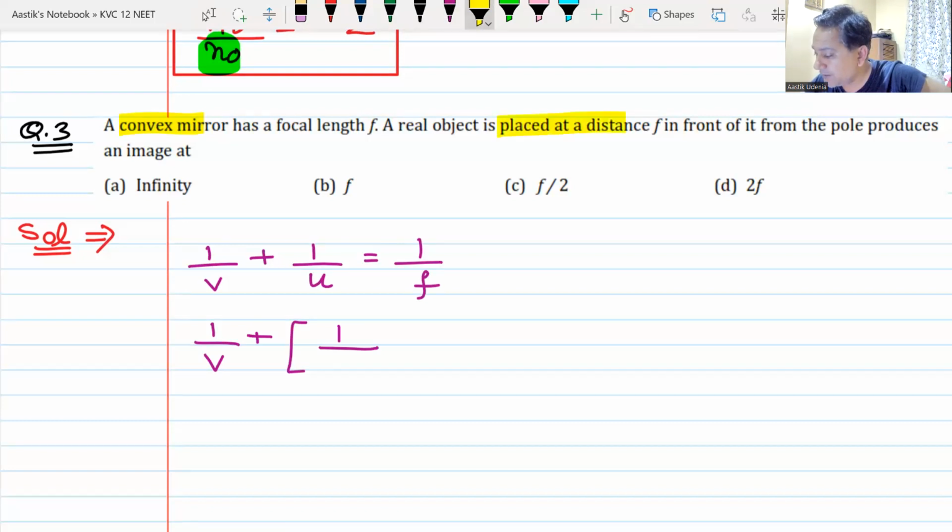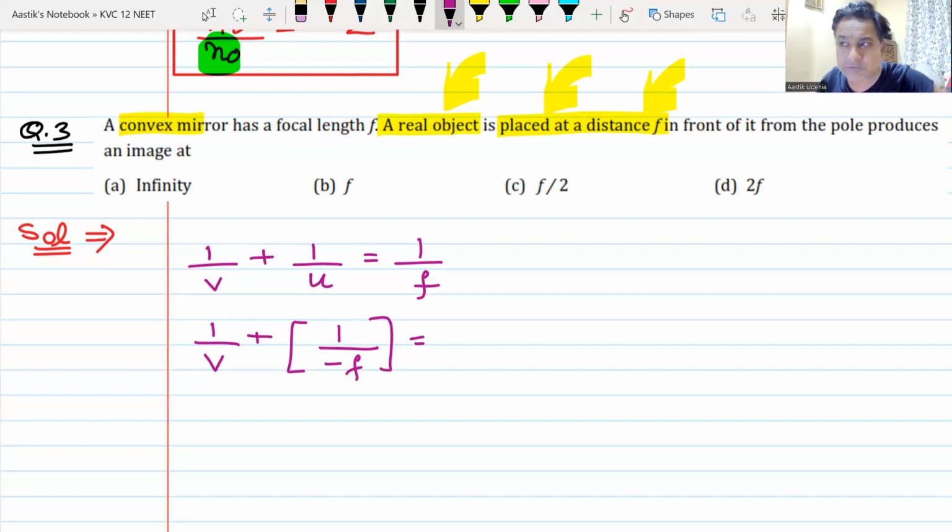What is the value of u, my dear friends? Tell me. Look here, it's a real object, so u is negative and the distance is f. So tell me, minus f. Yes. Raise your voice and tell me. Don't worry, even if you're wrong. Right and wrong are immaterial, you must speak.